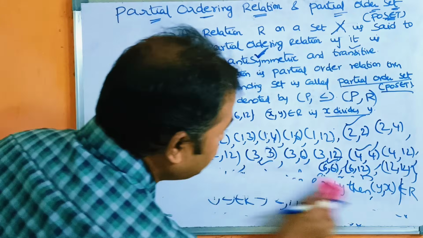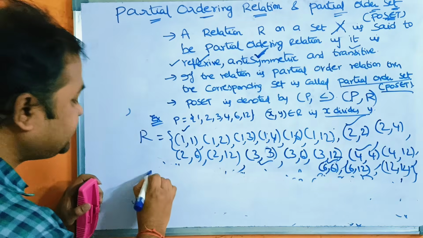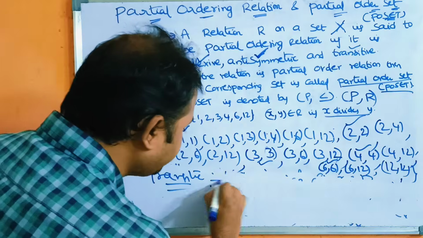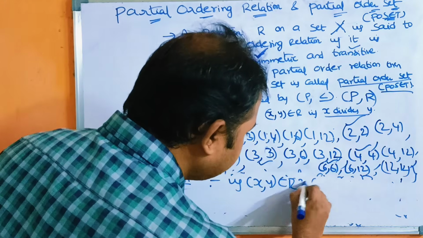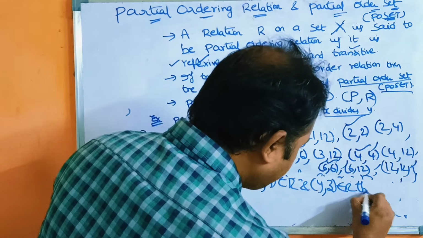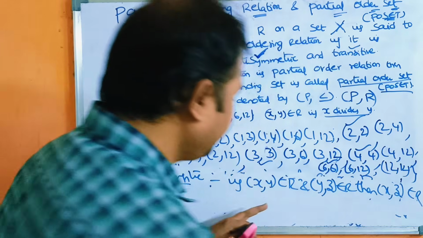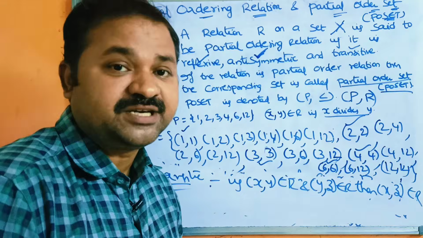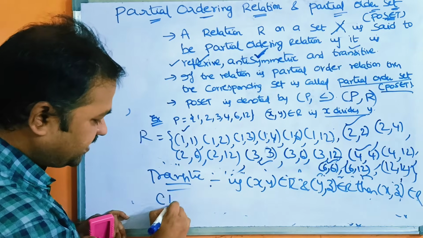Now let us focus on the third property, that is transitive relation. So what is transitive relation? Very easy. Transitive relation means if x comma y belongs to R and y comma z belongs to R, then x comma z should also belong to R. So let us take 1 comma 1.